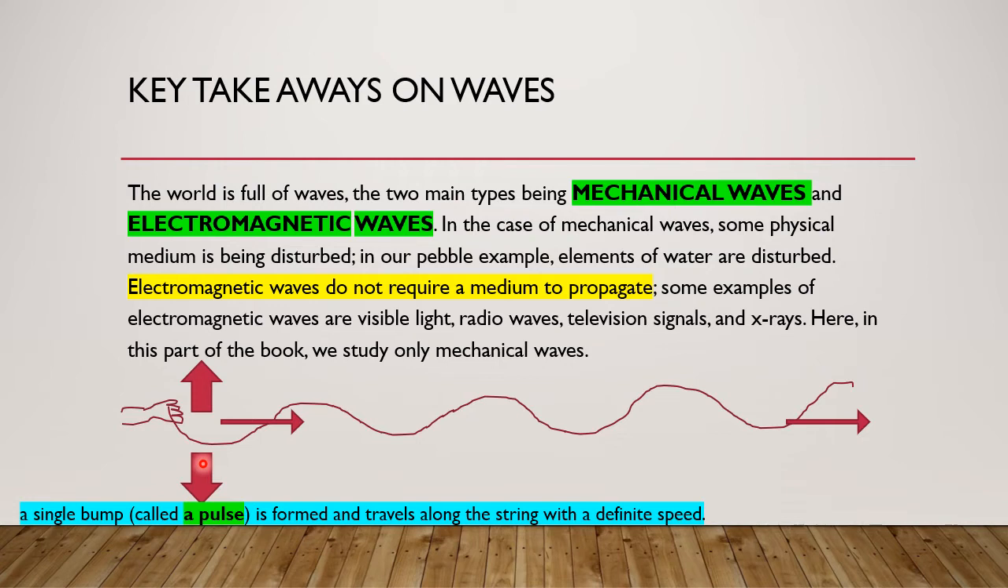At ang isang pitik pataas o pitik pababa, ang tawag daw natin doon ay pulse. Pulse is formed and travels along the string with a definite speed. Okay. A single bump called a pulse is formed. Kapag nagkaroon tayo ng single bump, magkakaroon daw ng travel ng wave along the string. Okay, yan yung key takeaway natin.